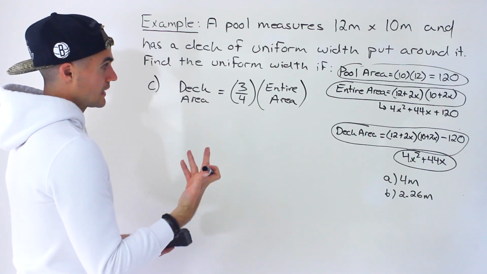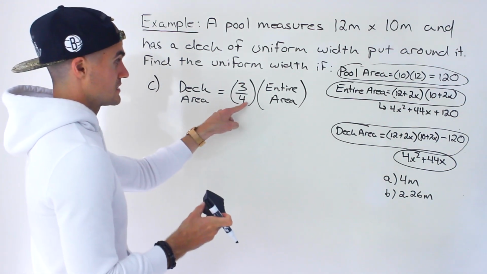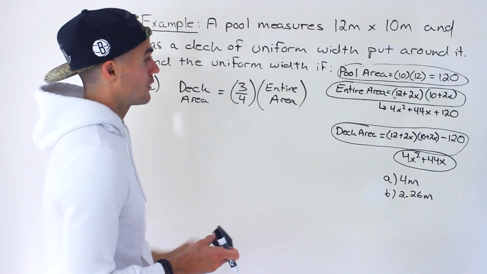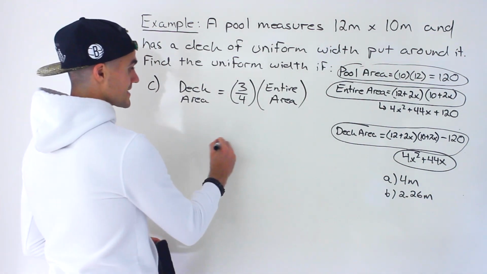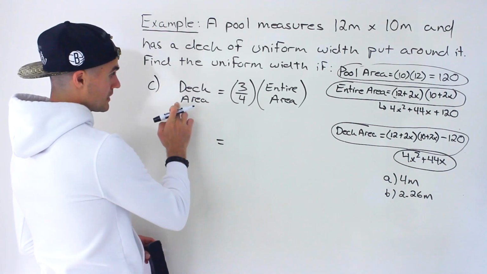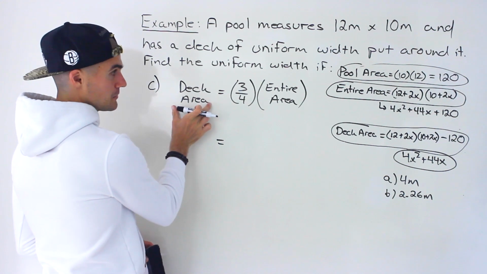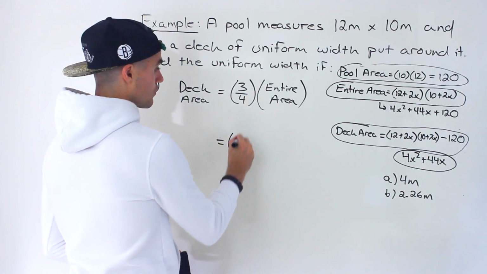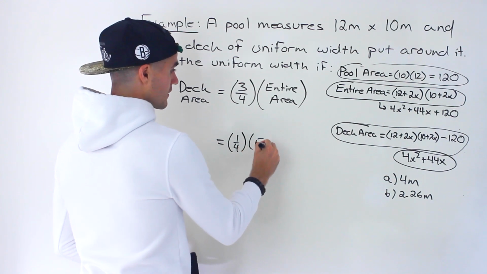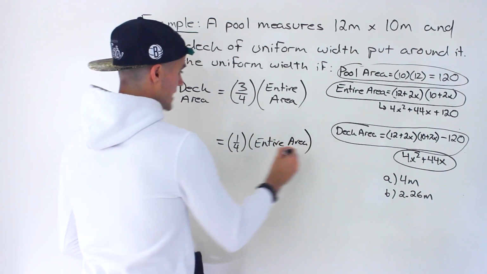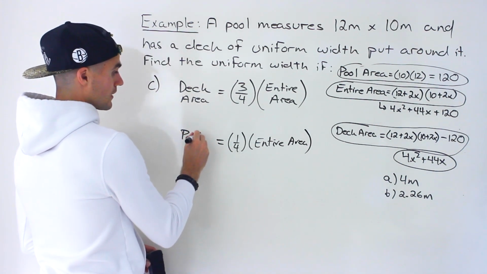Another way to think about it is that 25% of the entire area is going to be the pool area. That's actually another way, now that I think about it, to set up this equation. It might be easier because the entire area is going to be an expression and the pool area is going to be in terms of numbers, so we can say 1/4 of the entire area is actually just going to be the pool area, right?